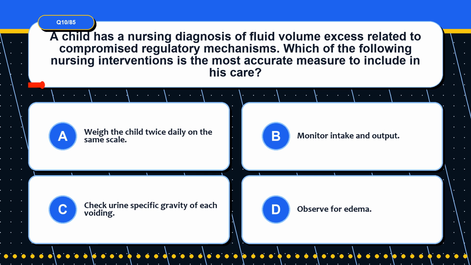Question 10. A child has a nursing diagnosis of fluid volume excess related to compromised regulatory mechanisms. Which of the following nursing interventions is the most accurate measure to include in his care? Here are the options. Option A. Weigh the child twice daily on the same scale. Option B. Monitor intake and output. Option C. Check urine-specific gravity of each voiding. Option D. Observe for edema.